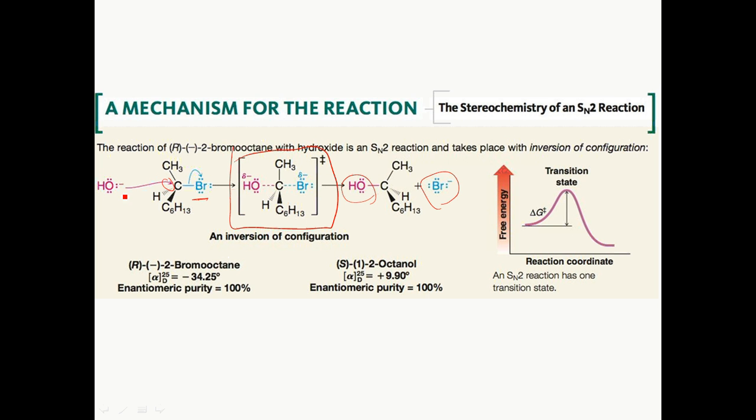So because the hydroxide comes in the backside and the bromine leaves, the stereochemistry gets inverted. And that's what this is trying to explain down below. And quickly looking at the reaction energy diagram, you can see that we go from a certain energy, go up by the transition state, but then go down to a lower energy at the end. So take a look at that.